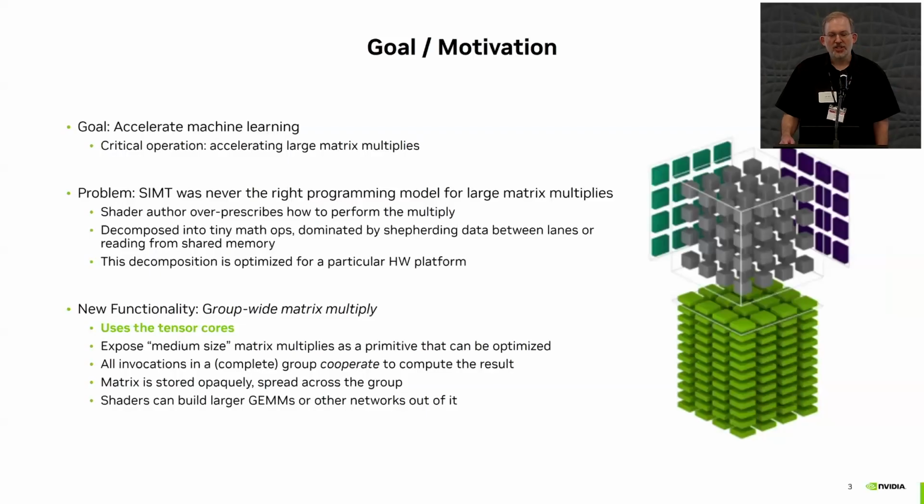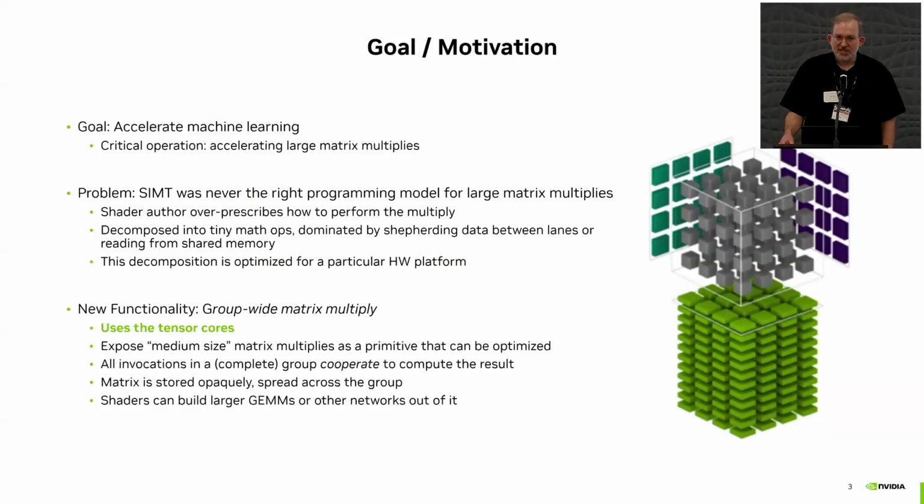Okay, so the goal is to accelerate machine learning, and one of the critical, most expensive operations is large matrix multiplies. And normal scalar math isn't really well suited for this. Anything you do would need to be tuned for some specific hardware, and it doesn't offer a way to take advantage of dedicated matrix hardware like Tensor cores. So the Cooperative Matrix extensions introduce new group-wide matrix types and matrix multiply instructions on those types that can map to hardware like the Tensor cores.